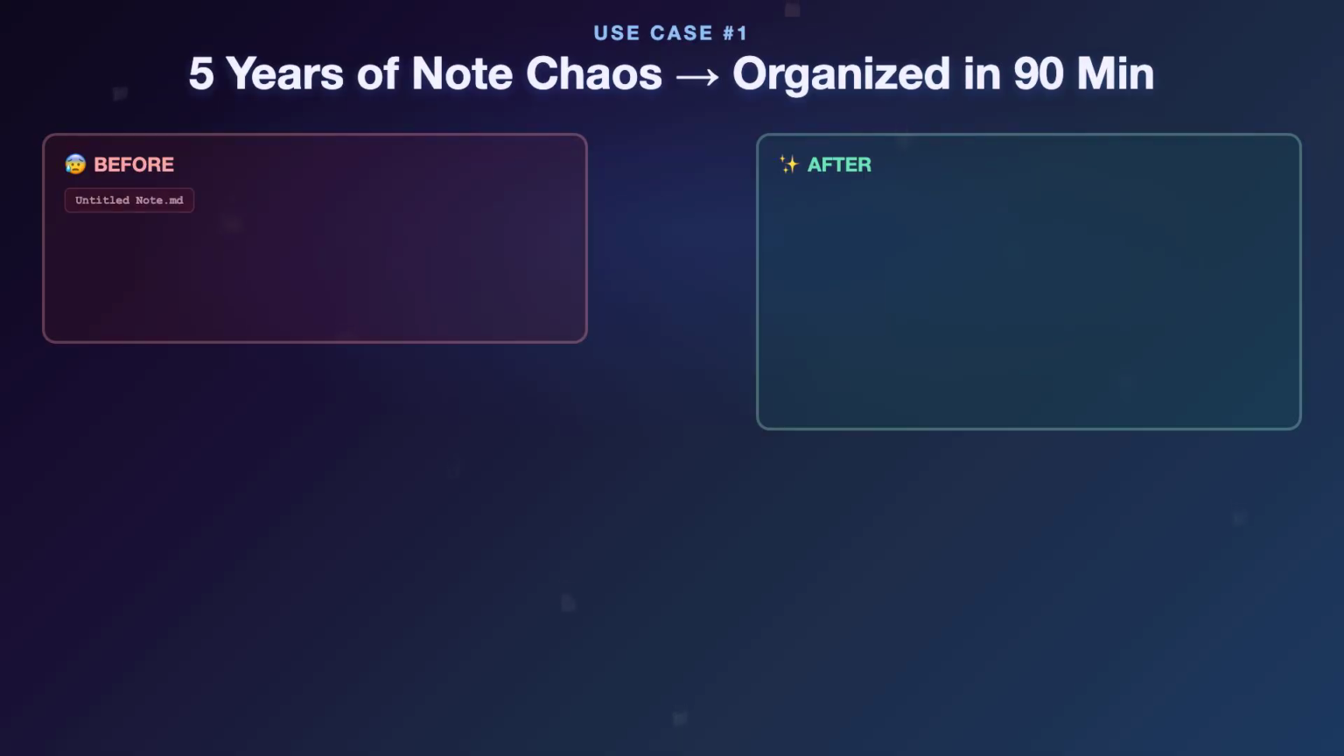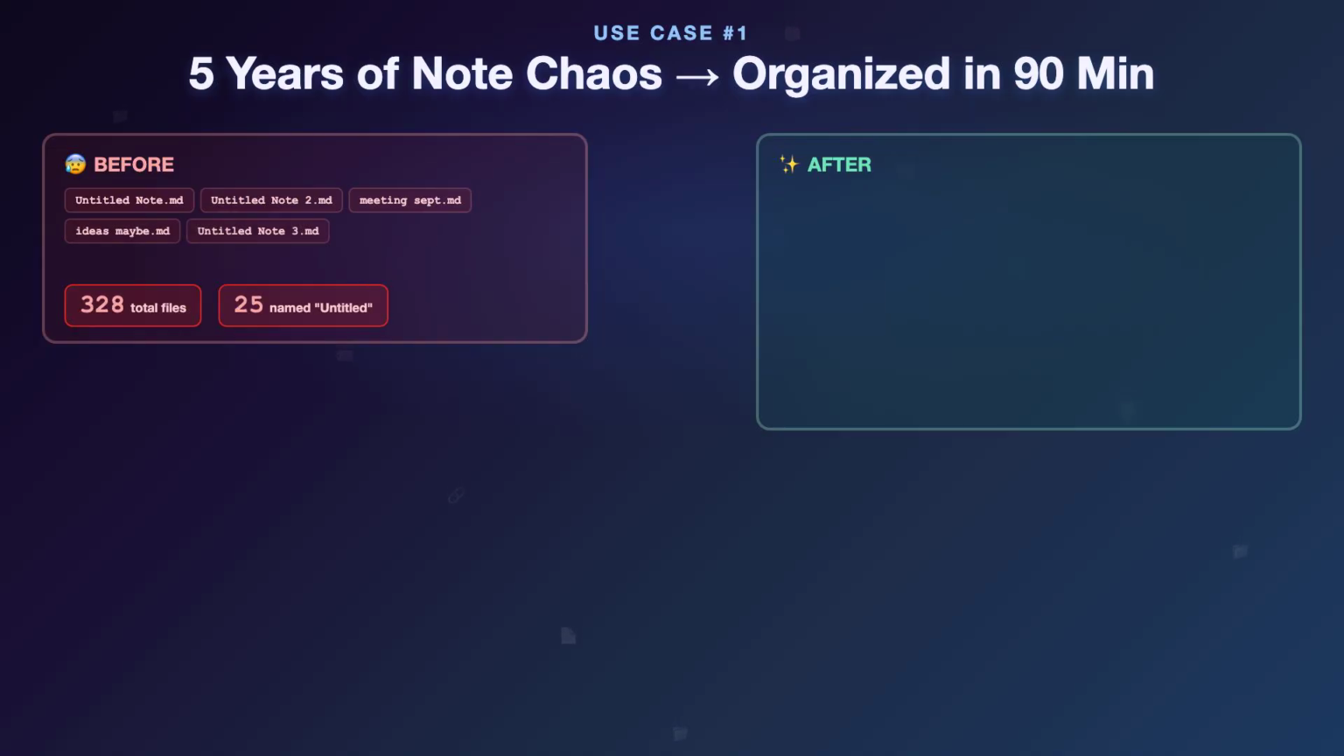Let's start with the use case that sold me on this entire setup. I had over 800 notes in my Obsidian vault. 63 of them were literally named Untitled Note. Meeting notes from 2021, mixed with recipe ideas, half finished project plans, and random thoughts I had at 3 a.m. I'd been meaning to organize them for 5 years.